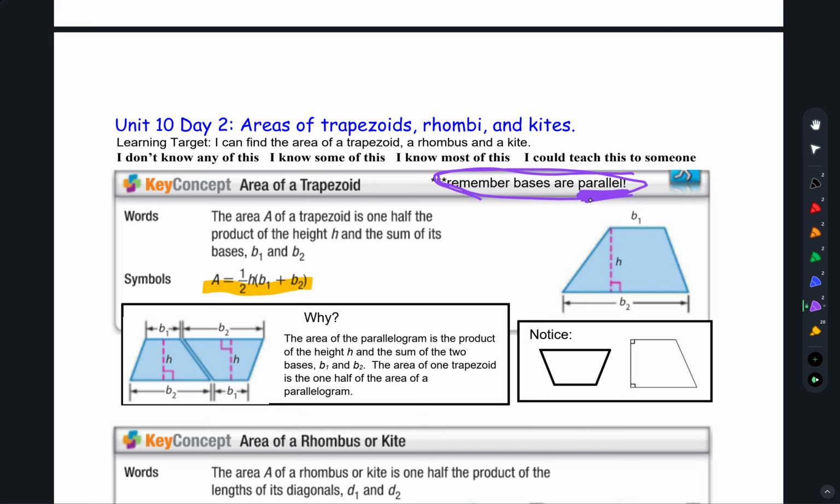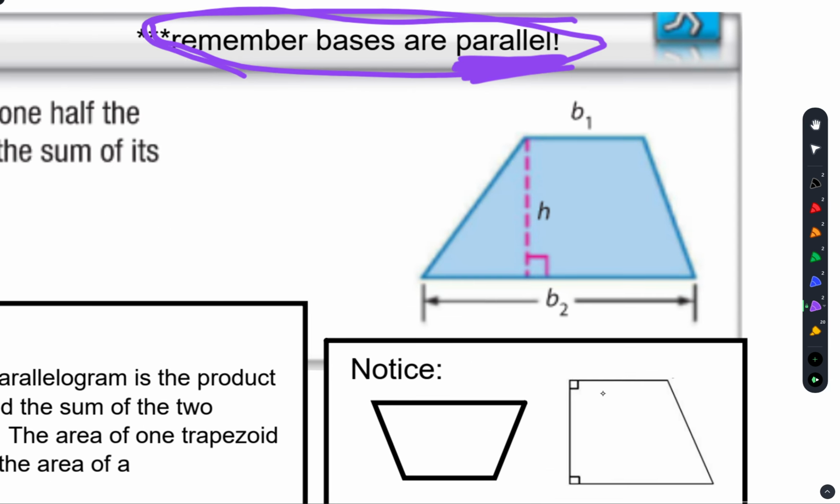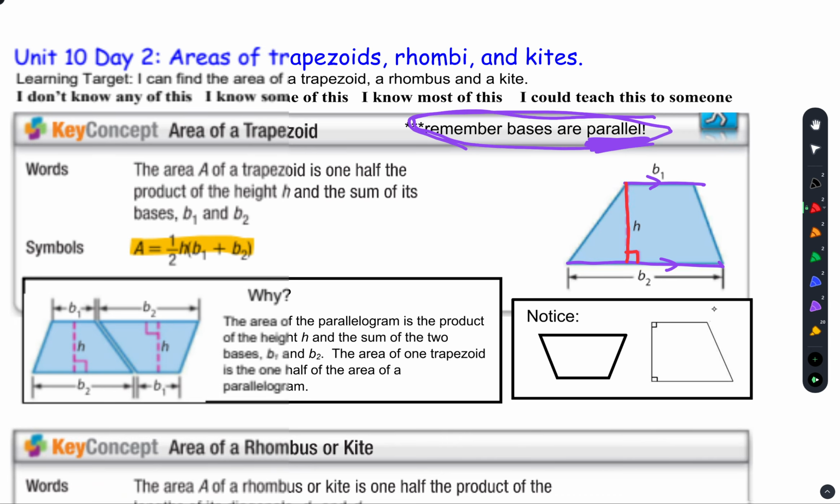Usually they look parallel in the picture, so you can tell that those are the two parallel sides. So in this example, I can see this side and this side look to be parallel, so those are going to be my bases. And once again, height is always going to form a right angle to one of those bases.